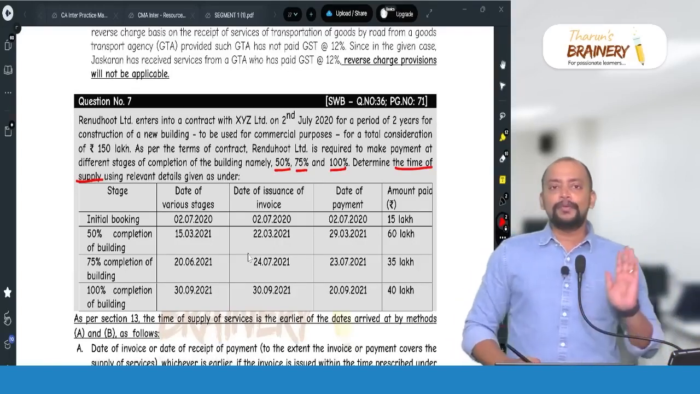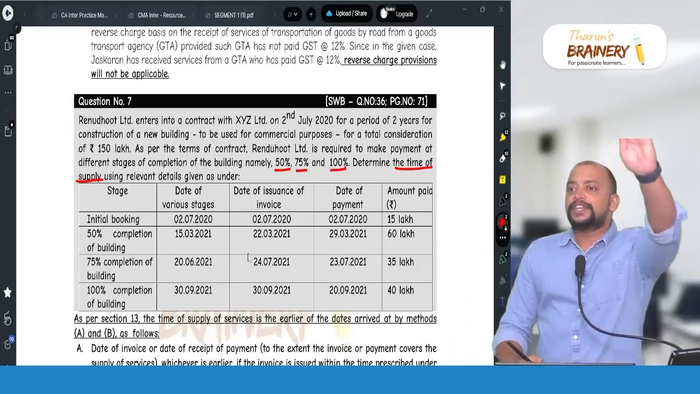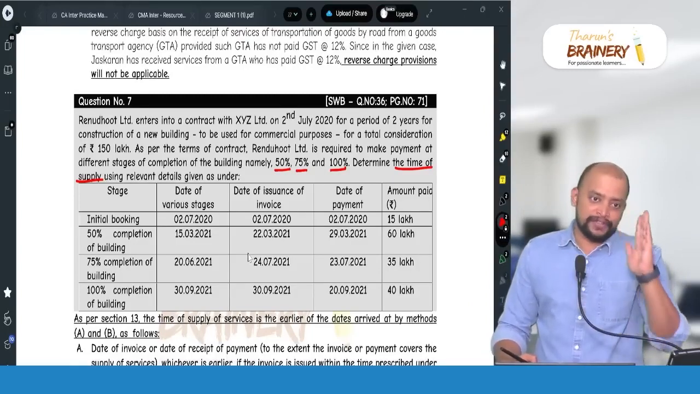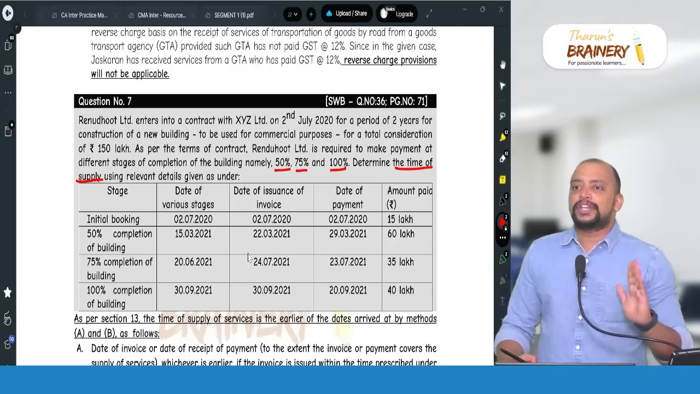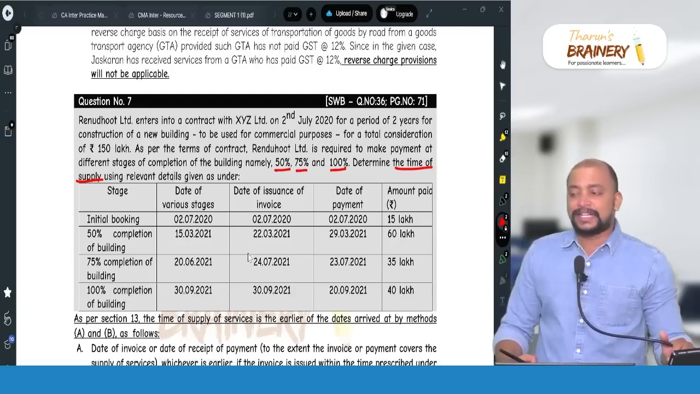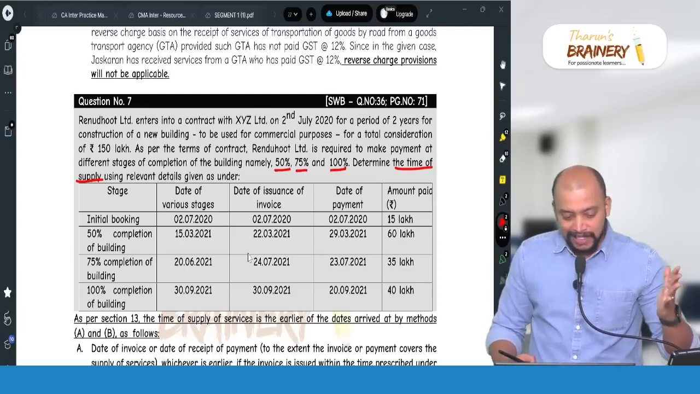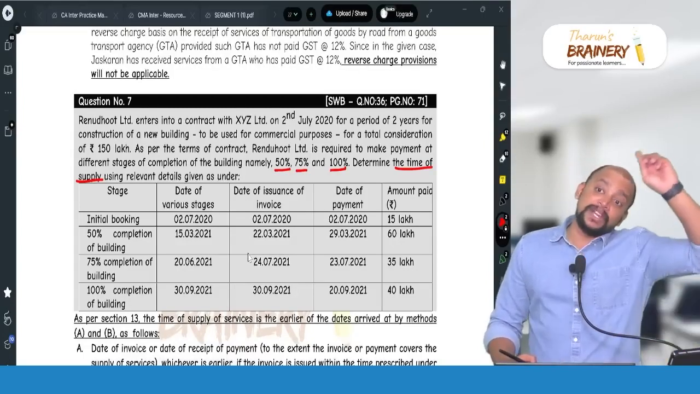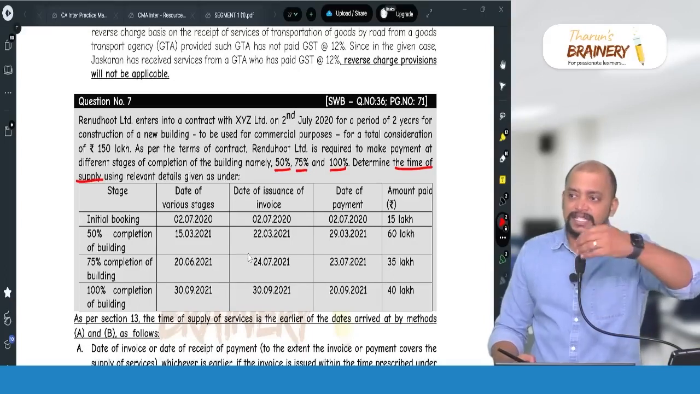Now, what we need to see is first the due date of invoice, then whether the actual date of invoice is within due date of invoice. If the actual date of invoice is within due date of invoice, then it will be date of invoice or date of payment, whichever is earlier. If the actual date of invoice is not within the due date of invoice, then date of completion or date of payment, whichever is earlier.